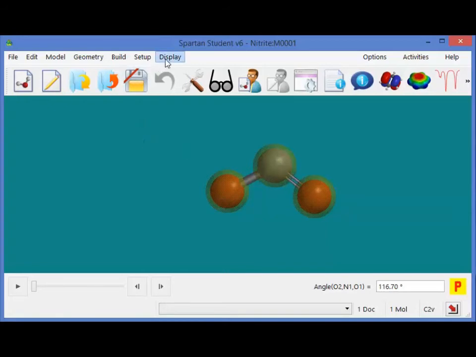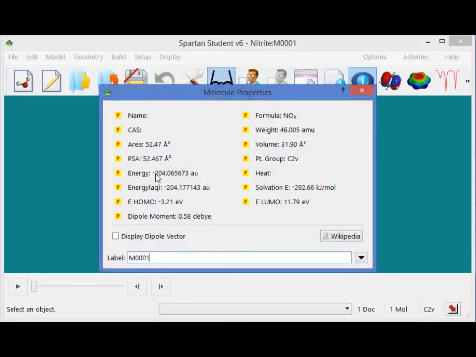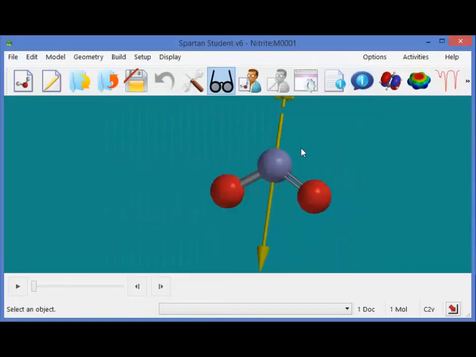If I want to look at properties on here, I can go to Display, Properties, and here are my energies. HOMO stands for highest occupied molecular orbital. You may run into that in class. Notice it has a dipole moment of 0.58 debye. That shouldn't be too surprising for this kind of molecule, because it's got a nitrogen with oxygens bent off of it, and we can actually display the dipole vector, which is sometimes pretty good visually to help you see things. So if I do it like this, here's what happens.